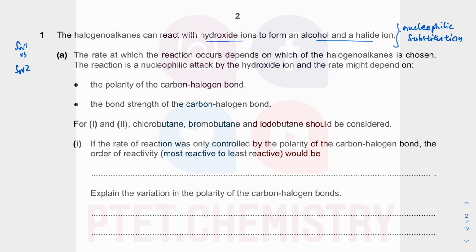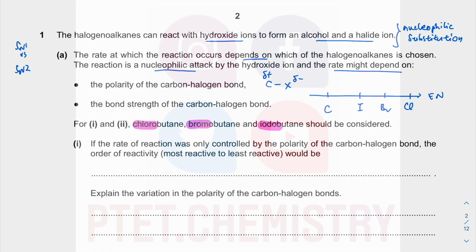Okay, so the rate at which the reaction occurs depends on which of the halogenoalkane is chosen. So it is a nucleophilic attack, as I mentioned, and the rate might depend on the polarity, since all the halogens are more electronegative than carbon. So if I have my simple electronegativity scale, what do I have? I have chlorine, bromine, iodine, and then carbon will be there.